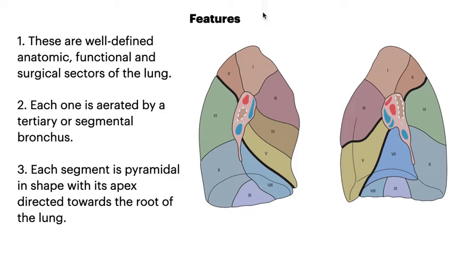Now, these are well-defined surgical, anatomical, and functional sectors of the lung, each one aerated by a tertiary or segmental bronchus. Each segment is pyramidal in shape with its apex directed towards the root of the lung.